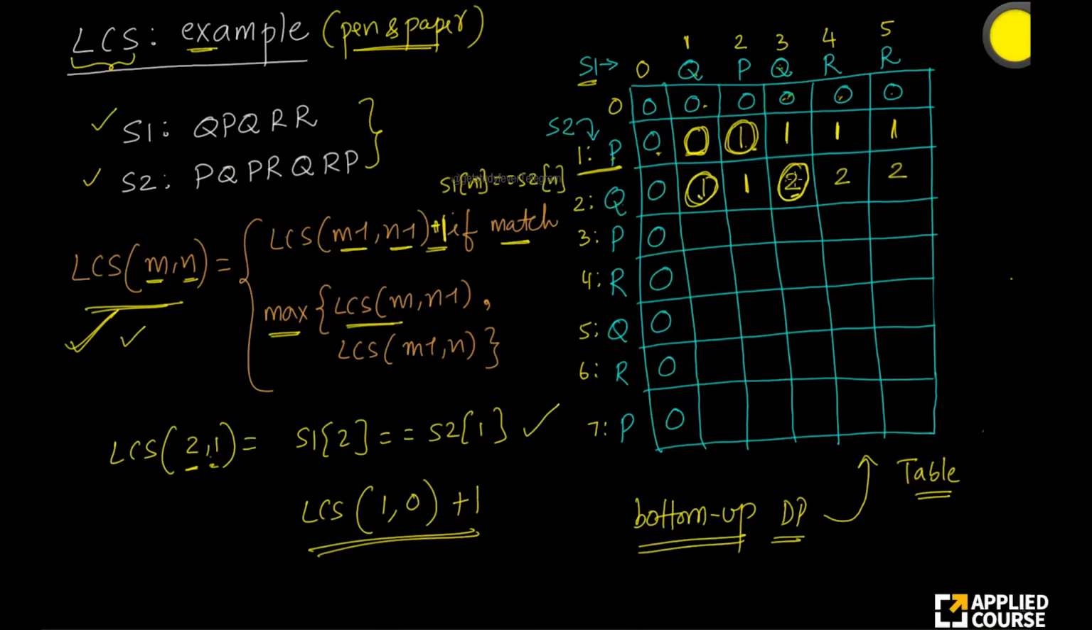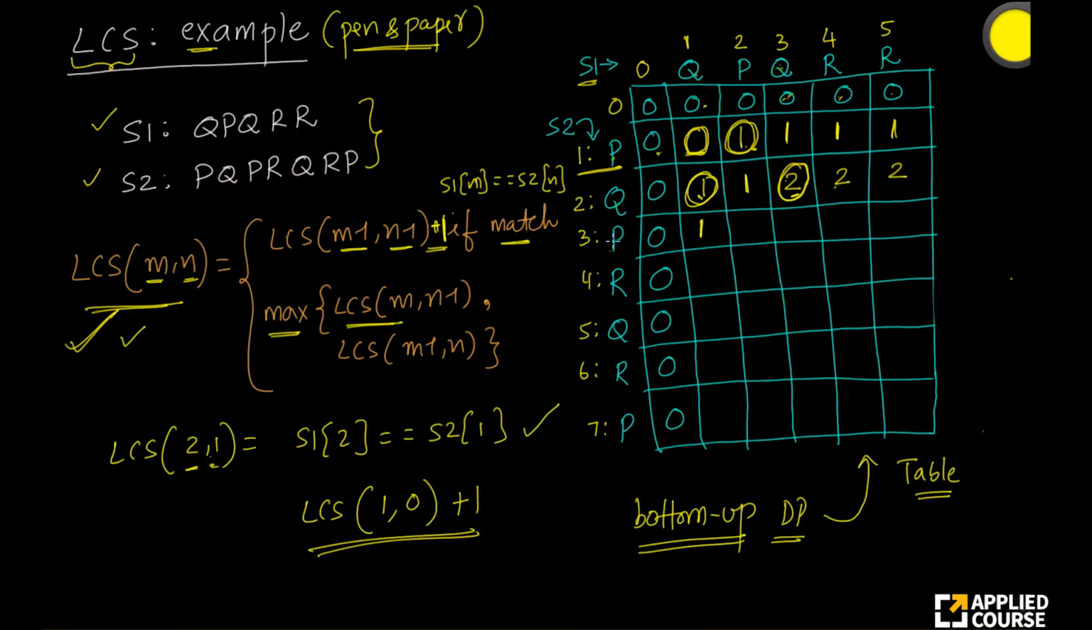If you notice, when there is a match, we are going this way. Just look at my pointer. When there is a match, we are taking this value and adding 1. When there is no match, like in this case, I'm taking the max of these two and placing it here. Now let's go to the third row. P and Q, no match. So take the max of both of them and place it here.